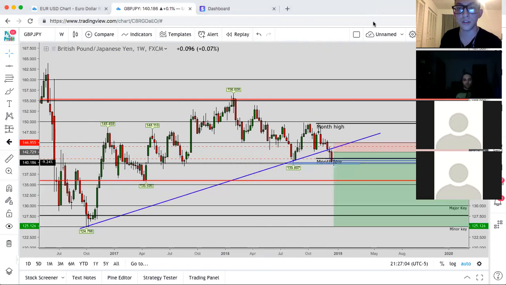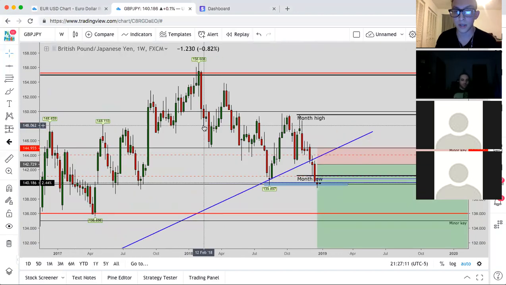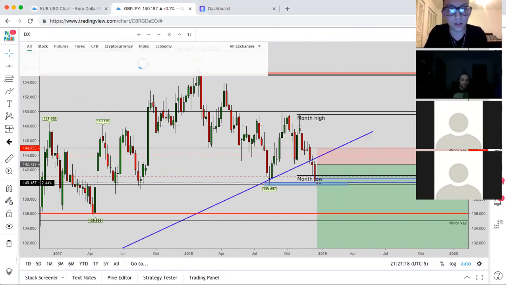I'm going to go into a little bit of a market outlook right now and see what we're looking at for these upcoming weeks and really what we're looking at for the start of January, the start of next year. So let's look at the dollar index first to get started.